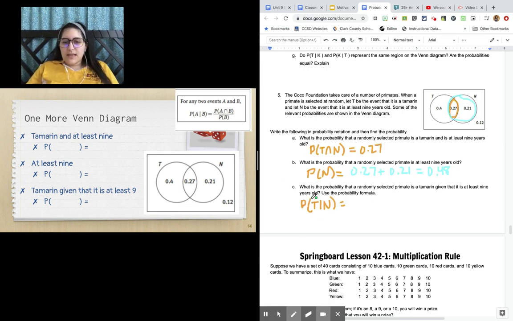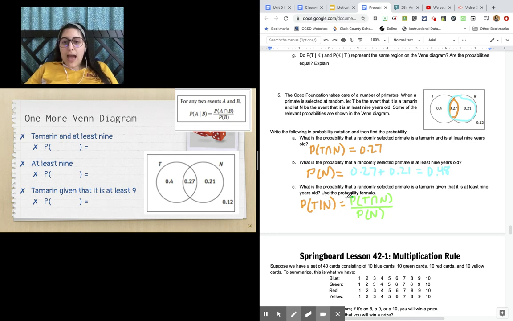So in this last problem right here, like I said, we're finding a conditional probability of a tamarin given that it was already 9 years old. So I'm going to go back to our definition, and I'm going to try not to erase my entire screen this time. Remember that conditional probability is the and probability of those things, so T and N, divided by the restrictor category, which in this case is N. Remember, it's always going to be the second category that's listed. It'll be after the given, always.